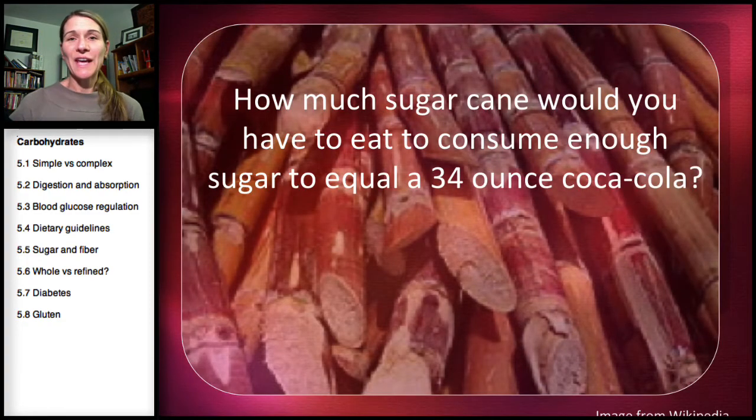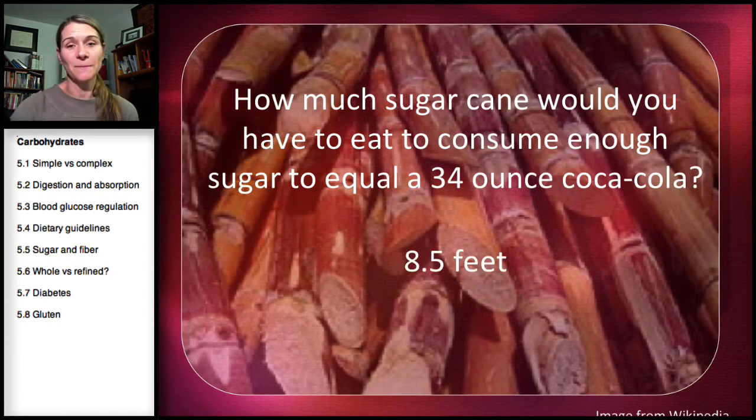Well, I was watching a TED Talk with Christina Werner, and she was talking about ancestral diets, and she asked this question, and I thought it was a great question. How much sugar cane would you have to eat to consume enough sugar to equal a 34-ounce Coca-Cola? A 34-ounce Coca-Cola is actually not the big gulps, the big ones are usually 64. So if you shrink that down to about half, which you can consume in 5, maybe 10 minutes if you're slowly slurping away, how much sugar cane would you actually have to eat to consume enough to equal this?